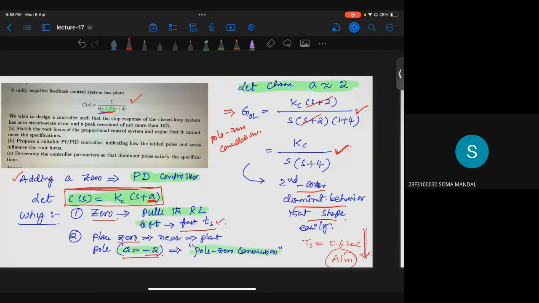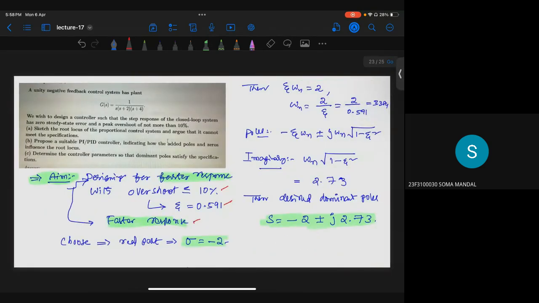So from this, zeta omega n is 2. Then omega n is 3.384. Then the poles become these things, then the imaginary part is this. The desired poles will be like this: -2 plus or minus j2.73. So if you choose your real pole at this, you'll have a faster response. You'll have a faster response.